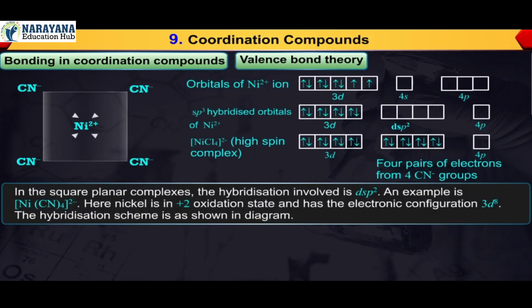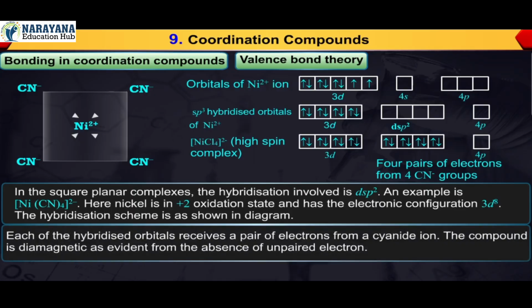In the square planar complexes, the hybridization involved is dsp2. An example is [Ni(CN)4]2-. Here, nickel is in +2 oxidation state and has the electronic configuration 3d8. The hybridization scheme is as shown in the diagram. Each of the hybridized orbitals receives a pair of electrons from a cyanide ion. The compound is diamagnetic as evident from the absence of unpaired electrons.